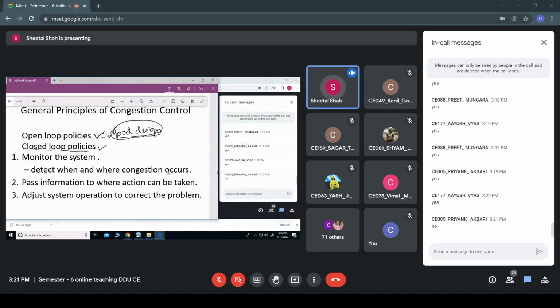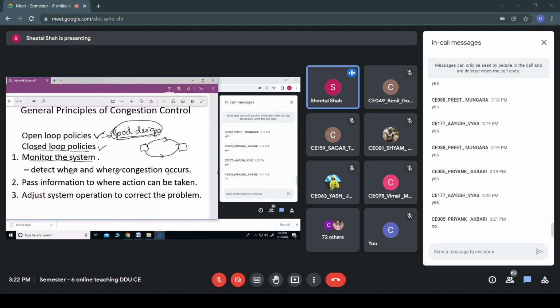Okay, for that, there are three approaches. The very first approach, it has to monitor the system. And for that it has to detect when the congestion would occur and at what place the congestion has occurred. Say suppose from this particular path, if a congestion has occurred, then it has to dynamically change the route, so that it can use some alternate path so that the congestion can be avoided.